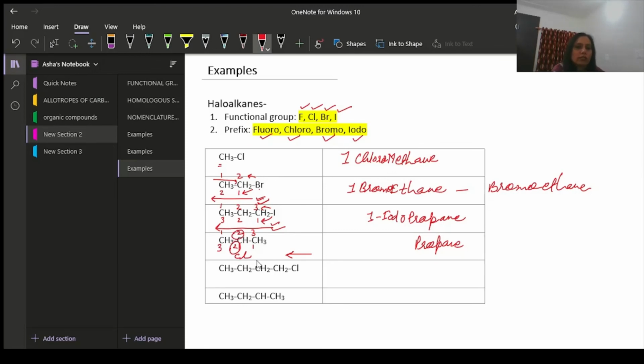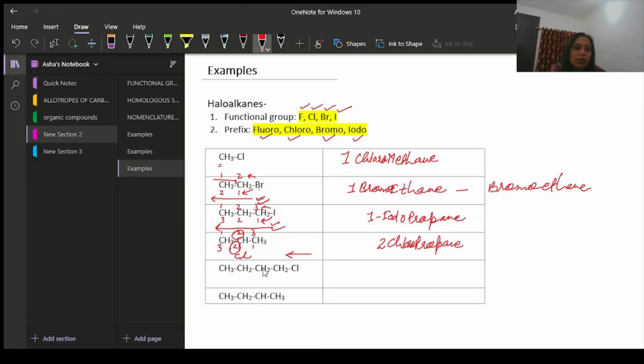So it is your choice whether you want to take counting from back to front or front to back. In both the cases it is coming at second position. So it will be 2-chloro. Remember, halogens are always prefix, that is in the beginning of the name. So it will be 2-chloropropane.